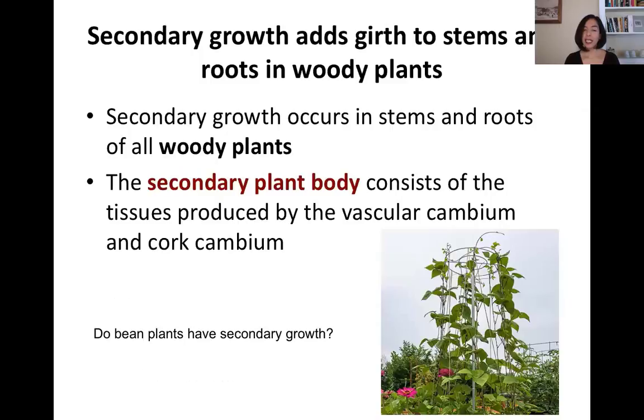So secondary growth doesn't happen in all plants. Look at this bean plant and tell me, do bean plants have secondary growth? Well, no, right? So they don't have this solid trunk, or they're not very woody. So not all plants have secondary growth.